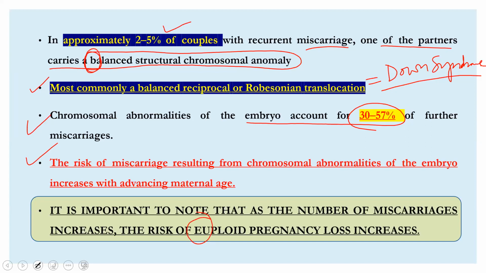Is it making sense? See, the number of miscarriages is increasing, so the risk of normal pregnancy loss is also increasing after that.